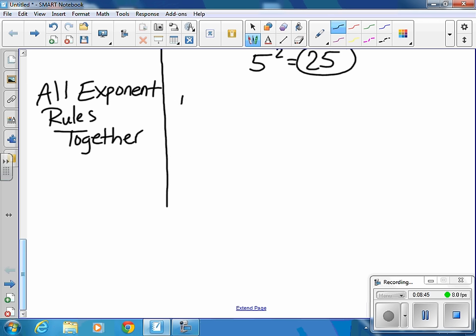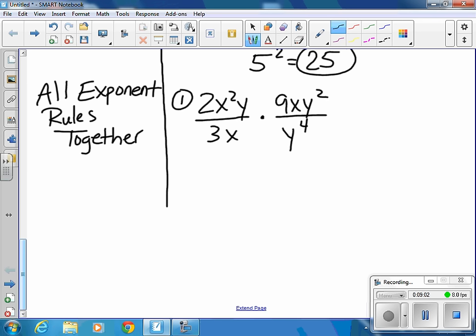All right, so here's what the first one's going to look like. This is where you're expected to be by the end of this chapter, after we get done with you. 2x squared y over 3x times 9xy squared over y to the 4th. All right, so the first thing you always look for is, do you have anything to distribute? The answer to that would be no. Then you look for your unhappy exponents. I don't have any, so I don't have that to do.